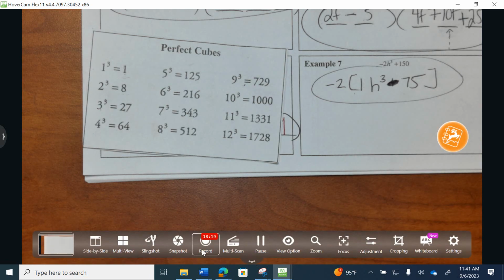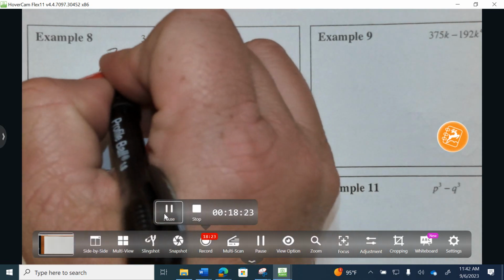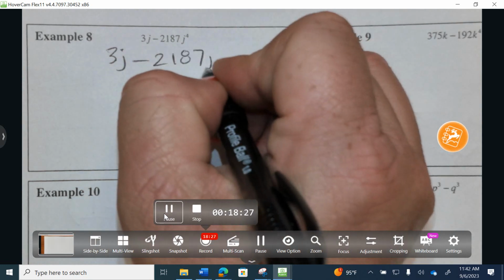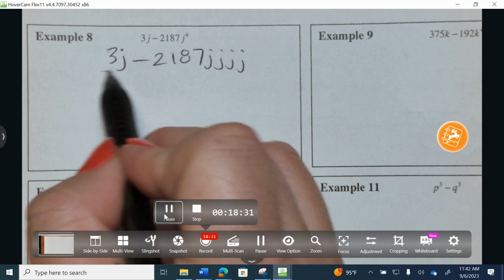Please flip to the next page. You talk your way through this as I'm doing this, please. Before you start talking, I want to show you that j to the 4th means j times j times j times j. Okay, you're going to start talking right now. Ready, go.